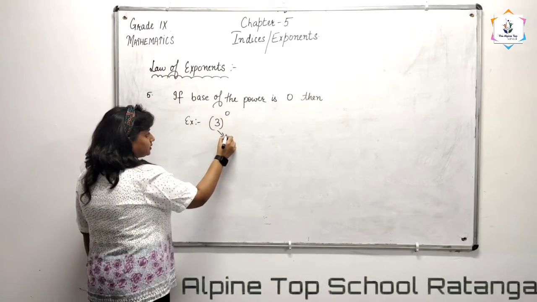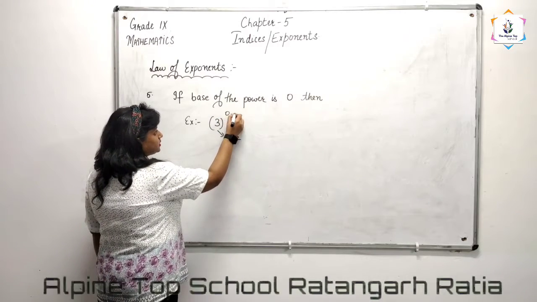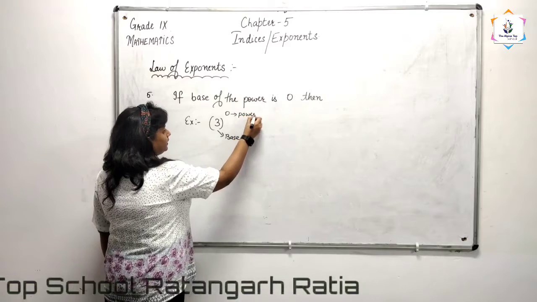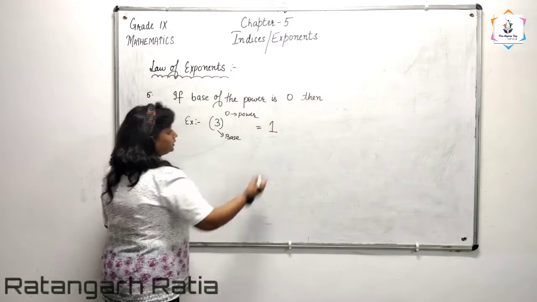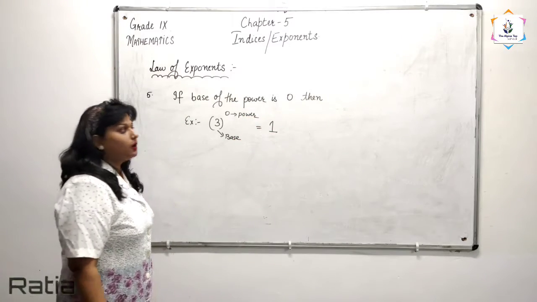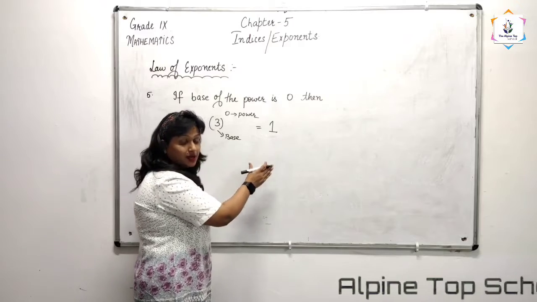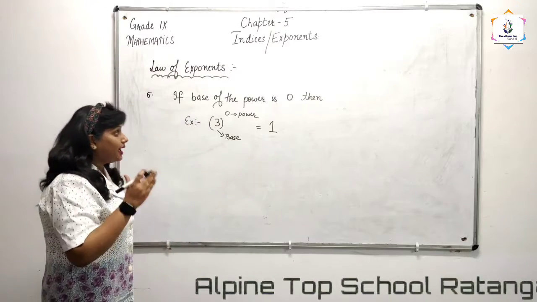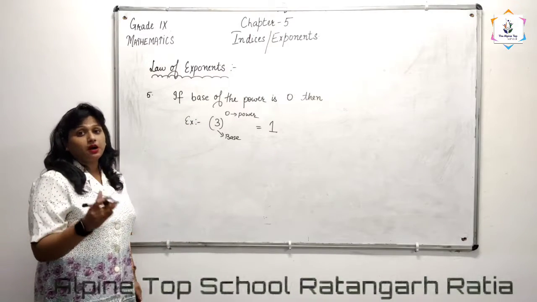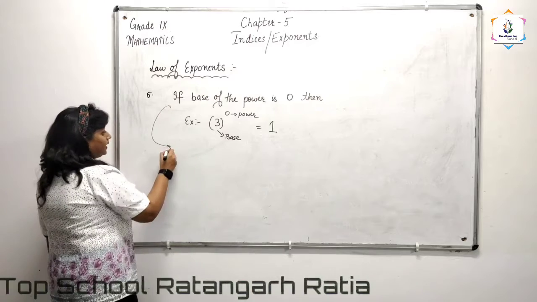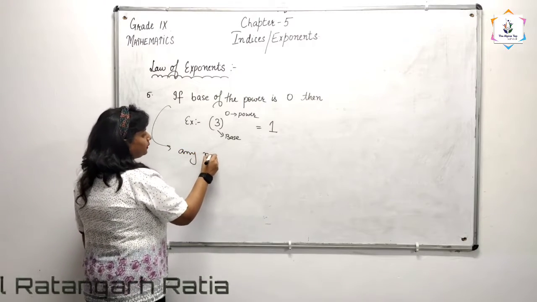This is your base and power is 0. Then it will be changed into 1. Always the answer will come as 1. Is that clear? I repeat, if any number has the power 0, then the answer is 1.